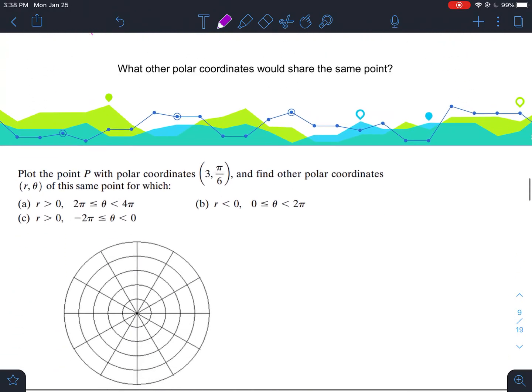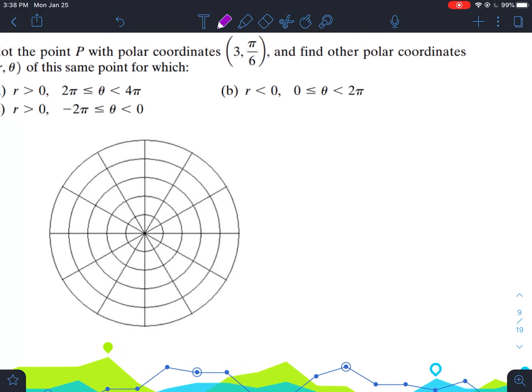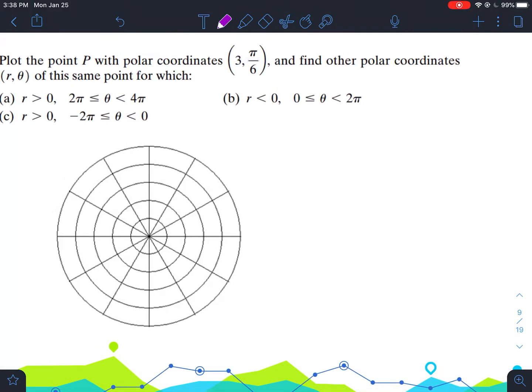Plot the point (3, π/6) and find other polar coordinates for A, B, and C. So 3 and then π/6. For π/6, we would rotate up to the first pole. So this is going to be my pole for π/6. And then we want a radius of 3, so 1, 2, 3. So that would be the point (3, π/6).